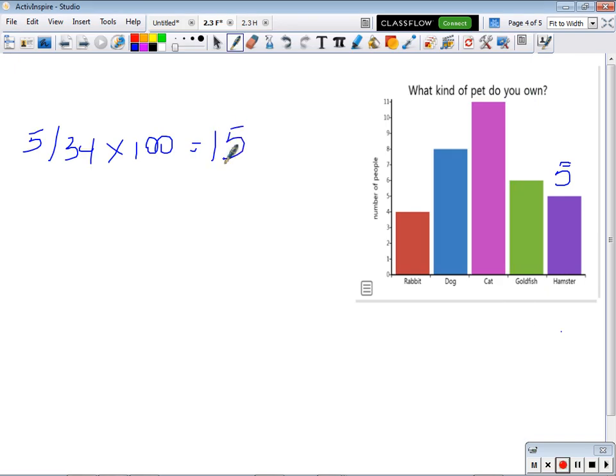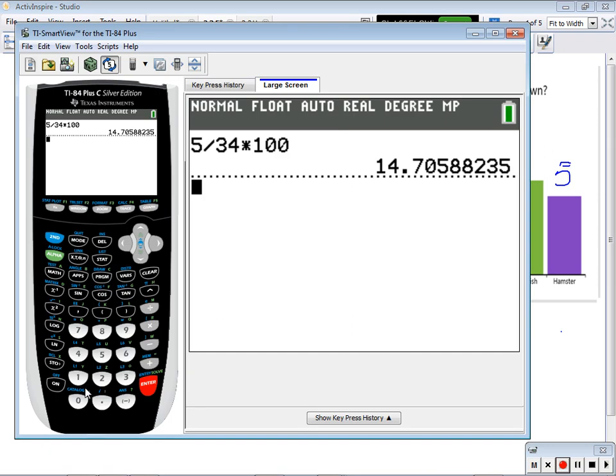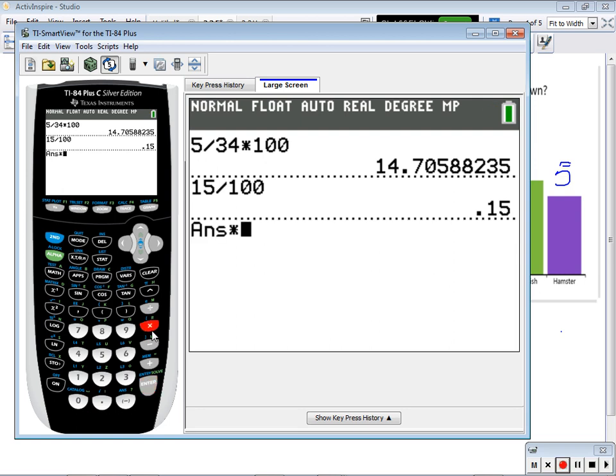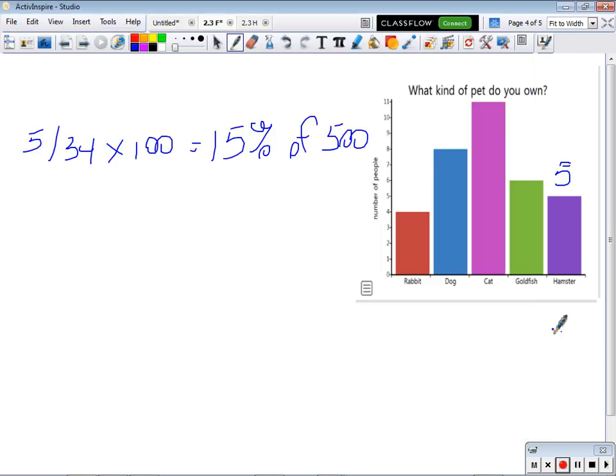And now what I want to know is what's 15% of 500? So to find that out, I want to take 15%, I want to convert it to a decimal. So I'm going to do 15 divided by 100, which will be 0.15. And then I'm going to multiply that by 500 students, and so we would expect 75 students out of 500 to say that they owned a hamster. So that's the answer for number 6.